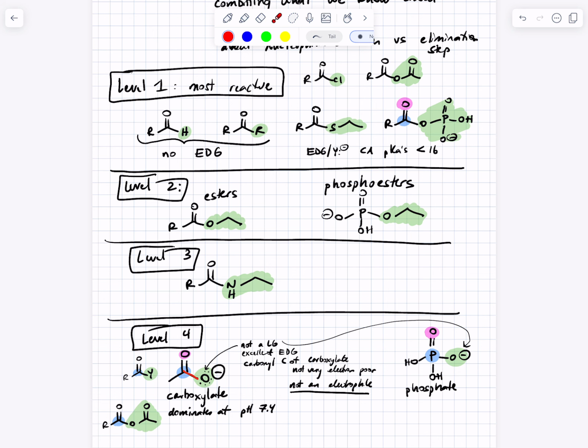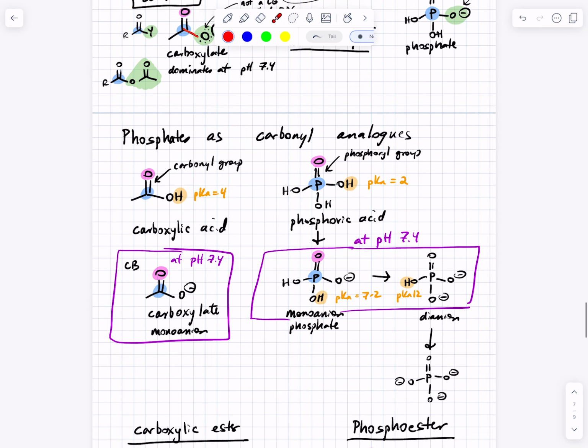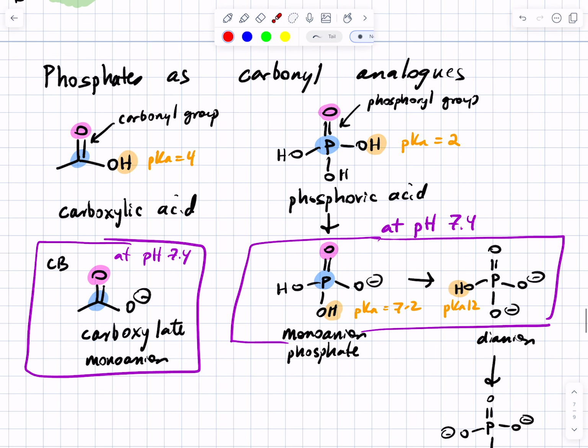That'll be important for what we want to talk about today. The last thing was introduction of new functional groups. We used phosphates as carbonyl analogs. So here's a carboxylic acid group, here's a phosphoric acid group, carbonyl group, phosphoryl group, comparable pKa's. The difference is that phosphoric acid has additional protons that can be removed with pKa's of 2, 7, and 12.